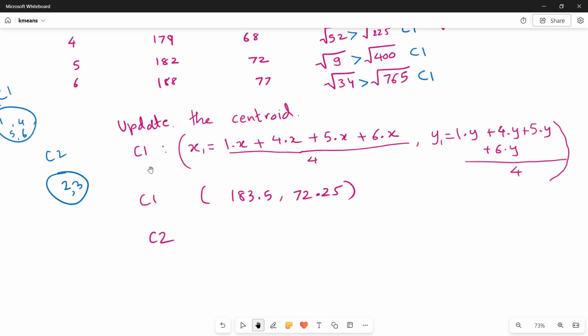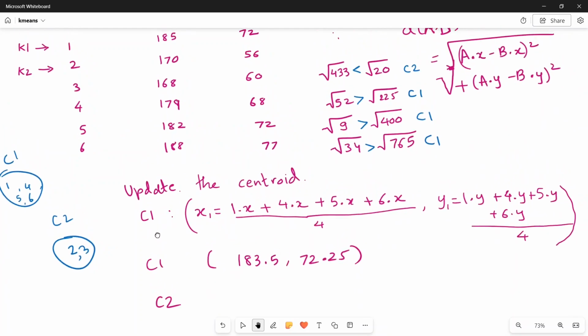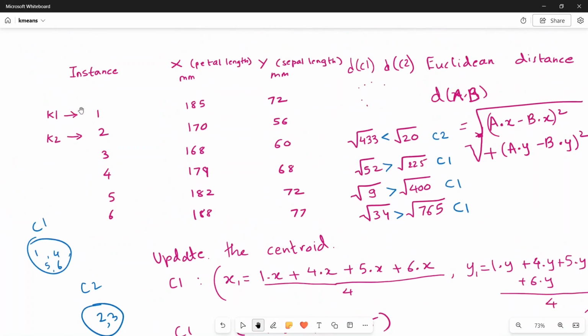You will take the average of the x coordinates of points 2 and 3, that is 170 and 168. The average I can simply say is 169. The y coordinate average, 56 and 60, is 58, yes, this will be 58, right? So these are the new centroids now, C1 and C2. Now what will I have to do? Instances and points still remain the same, so I'll select all this part.